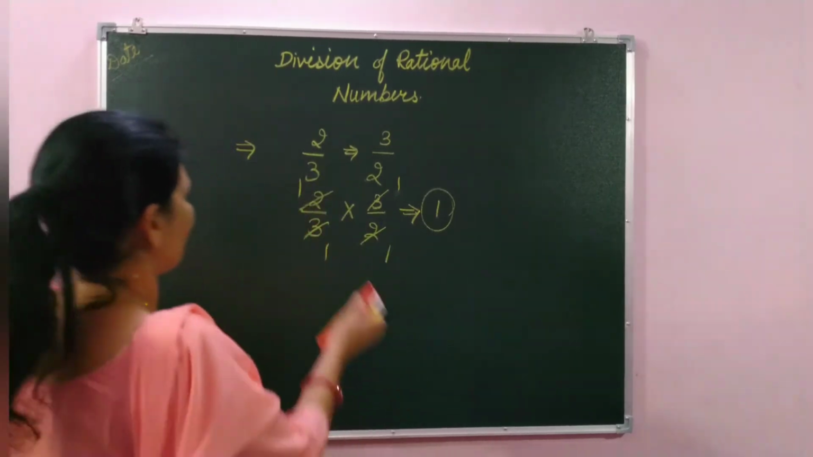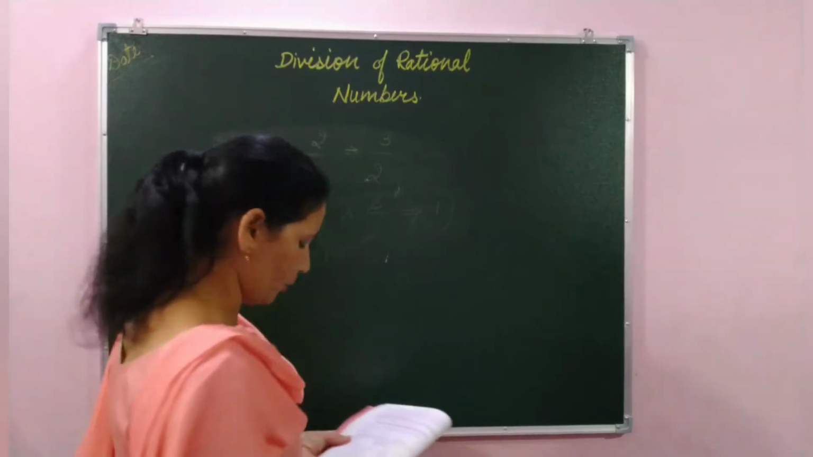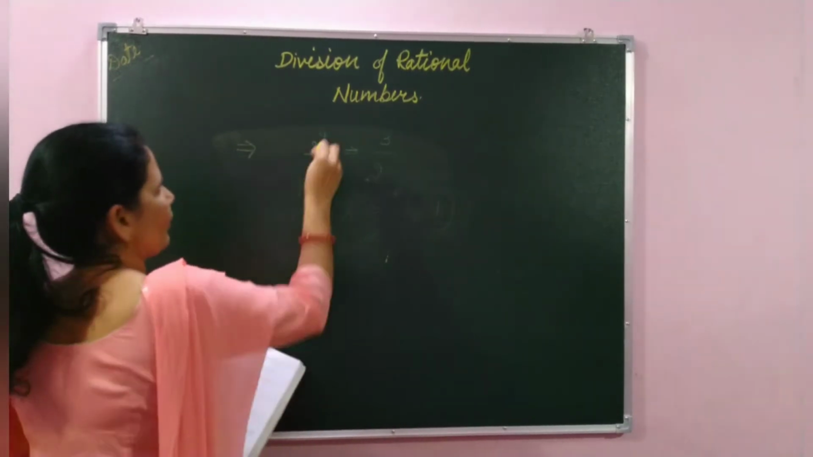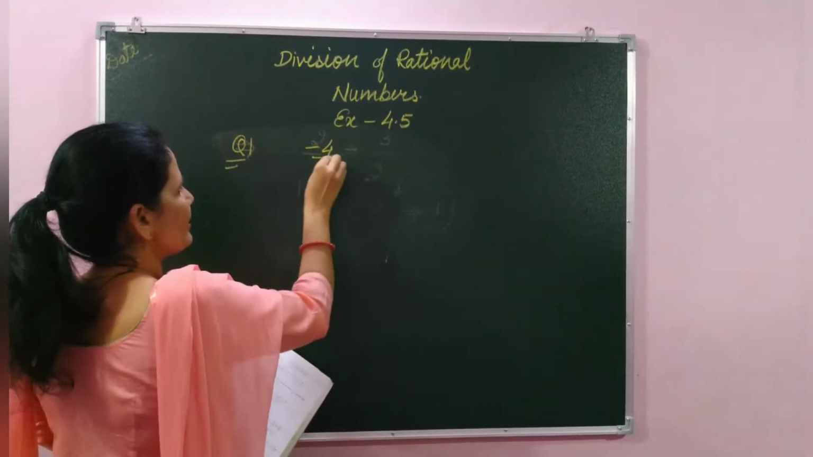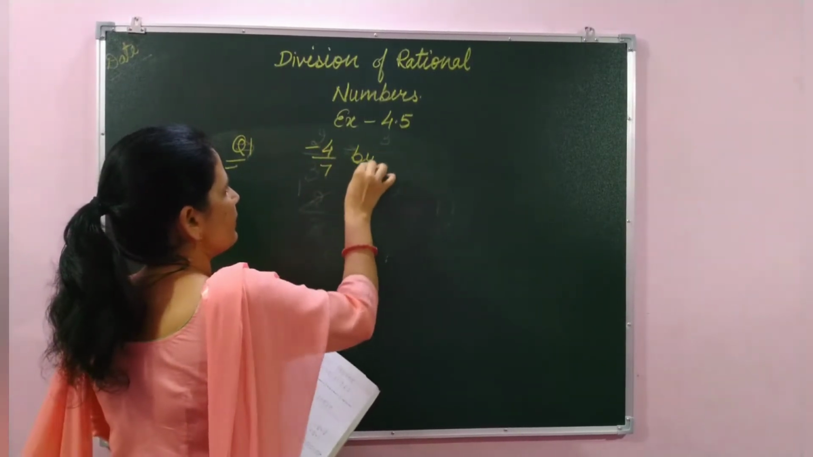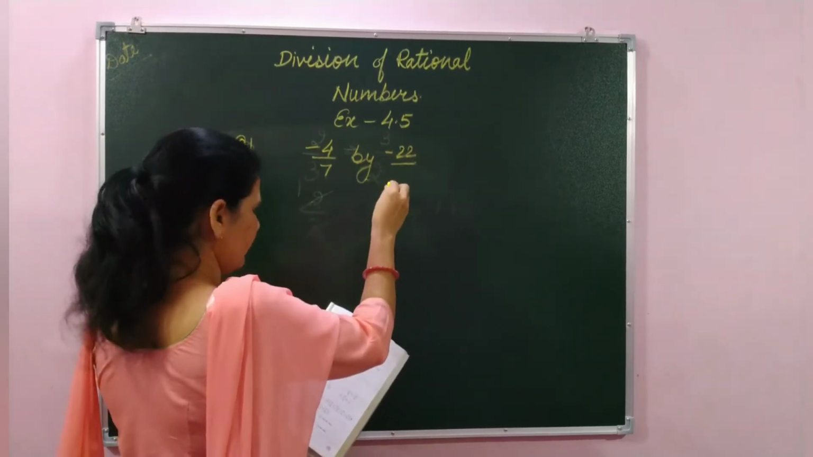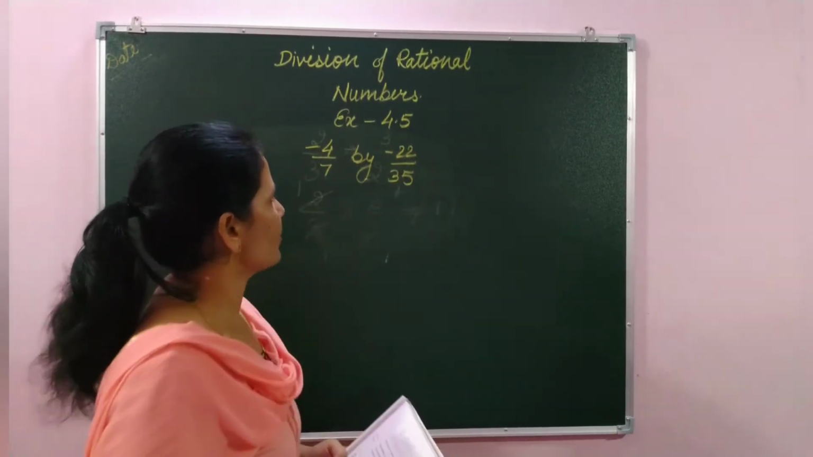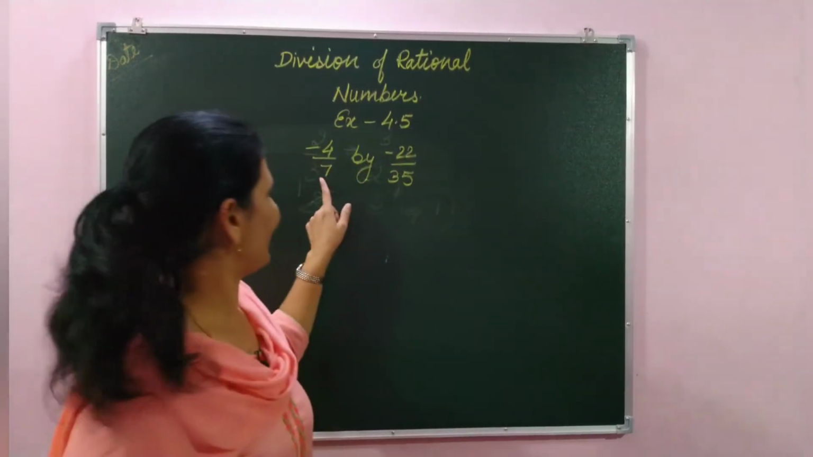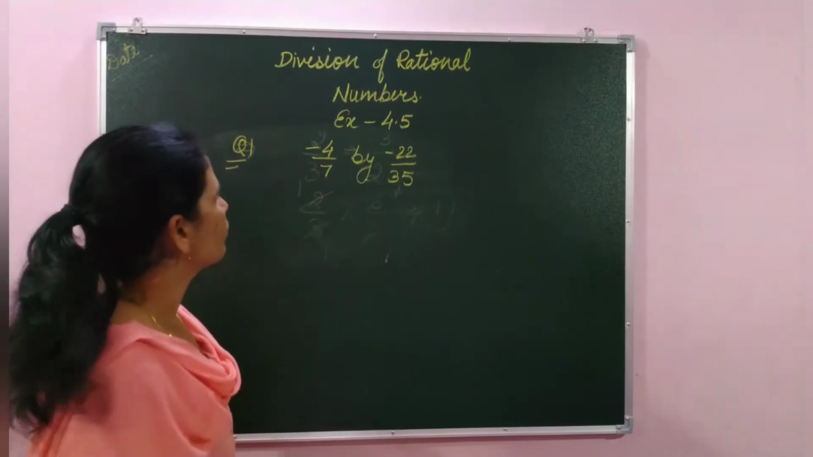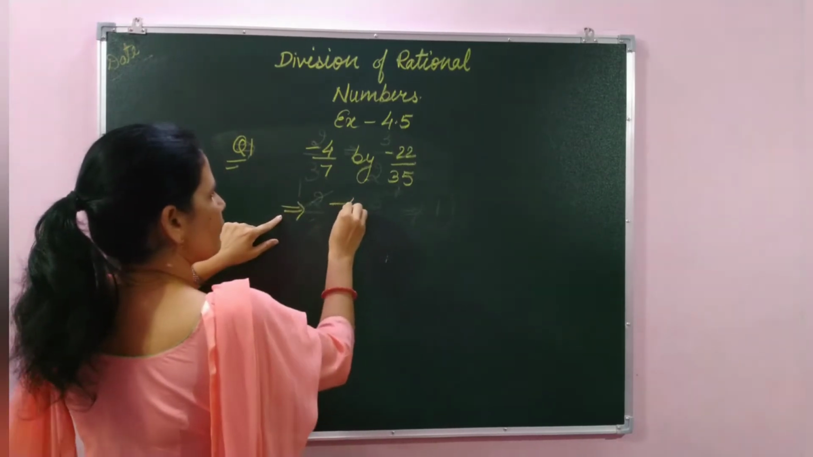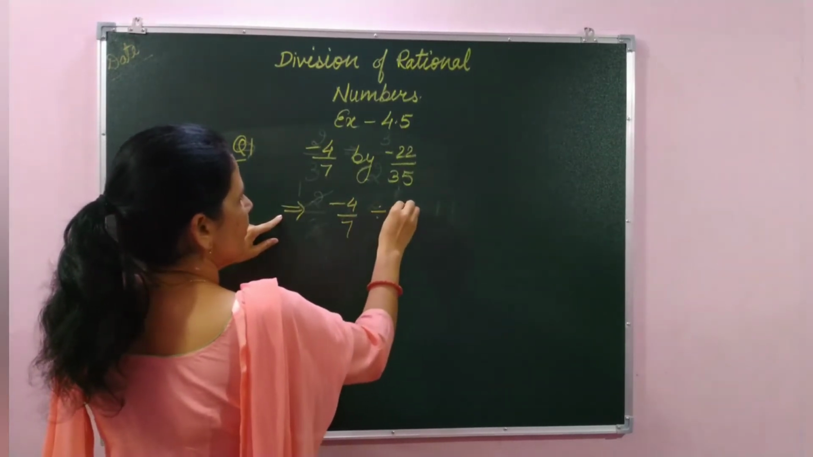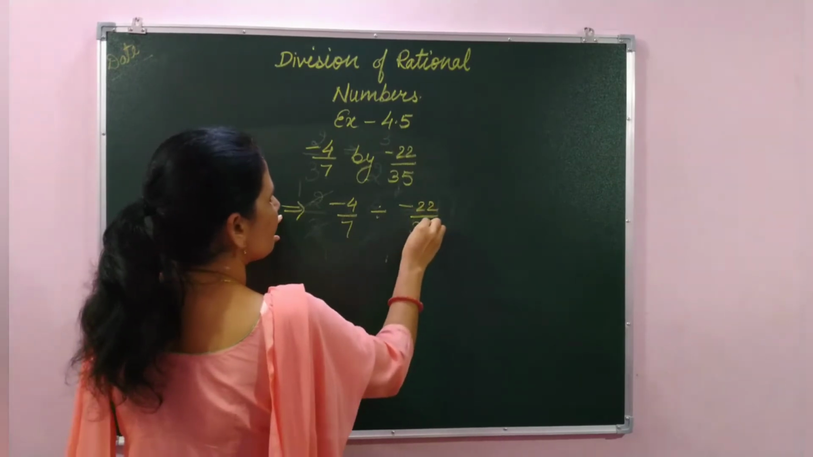So let's start with our exercise, that is exercise number 4.5. Okay, now exercise 4.5, question number 1. We have to divide minus 4 by 7 by minus 22 by 35. Observe this one, friends. They have given two negative rational numbers. So to solve this, first we write this along with the divide sign. How to write? Minus 4 by 7 divided by minus 22 by 35.